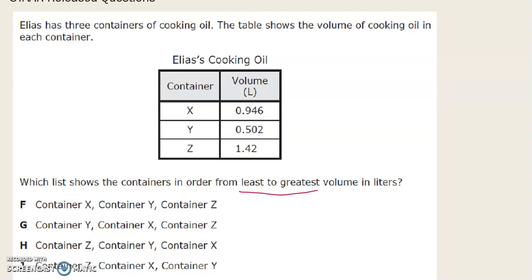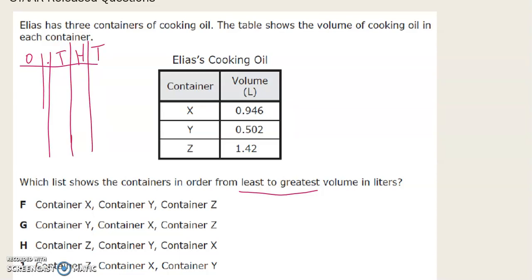Okay, so let's go ahead and put these in order from least to greatest. Remember, we're using our place value chart. So I know that I have a number in the ones place, so I'm going to put ones, tens, hundreds, thousands. Okay. Alright, so let's start with container X.